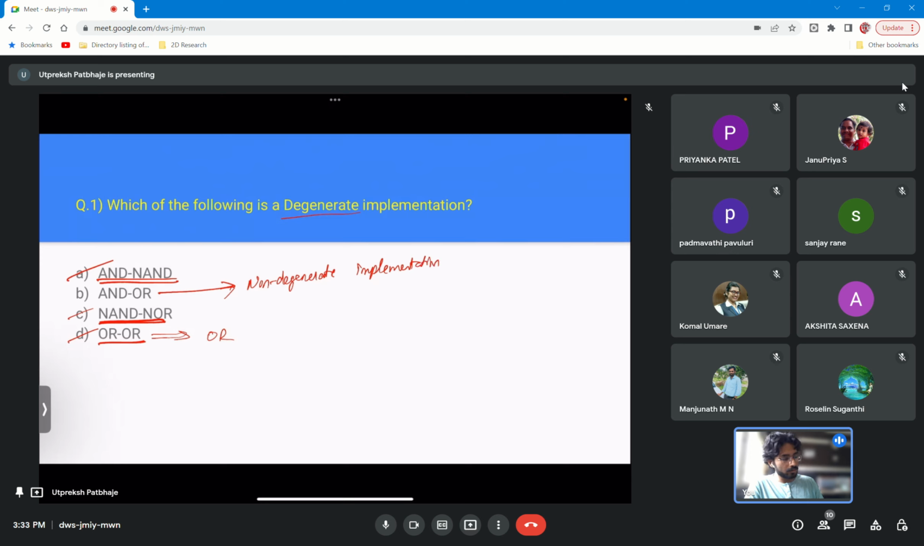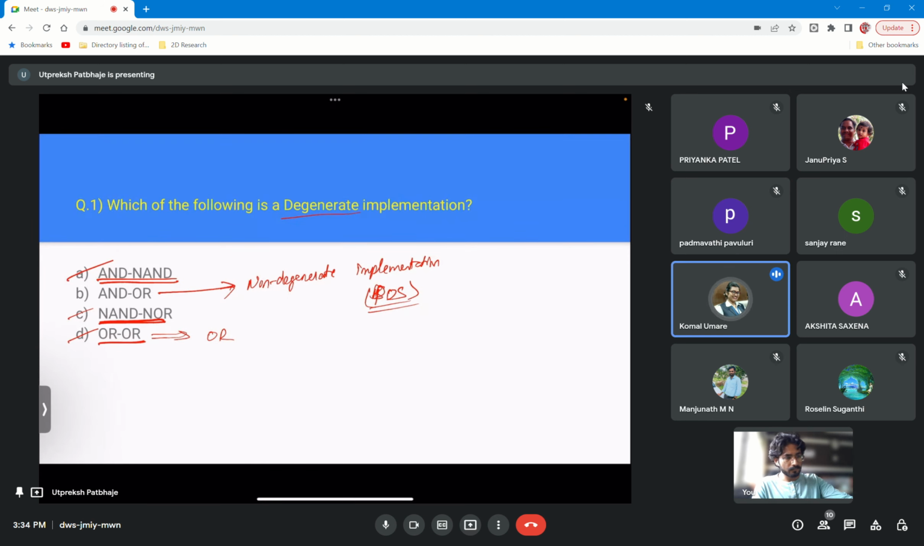Also, AND or OR is something that you use for some kind of implementation. So here, three of these options are giving degenerate implementations. So I would just say go through this part carefully, because this is not something which is mathematically intensive, but this is something which is directly asked, just like this.